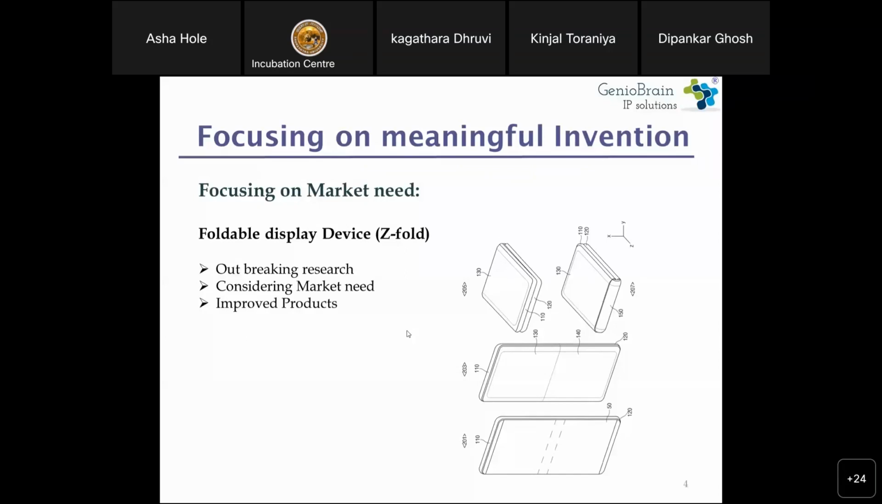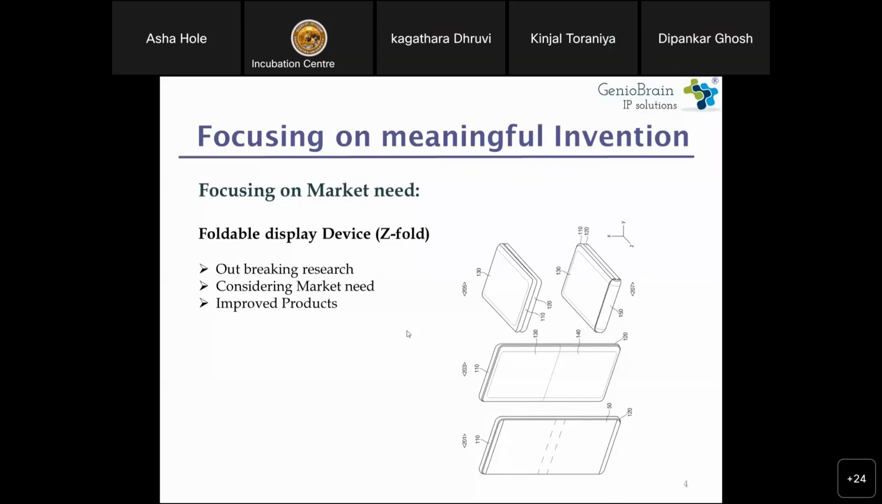So if your invention is outbreaking, if your invention considers the market need, and it is an improvement of already existing marketed products, these are the three things we need to focus on to distinguish whether our invention is innovative or not. If your invention is outbreaking research, if it clearly satisfies the market need, and third, if it is an improved product, this is how you can identify. If you have the answer to these three in your invention, then your invention would be an innovative one.